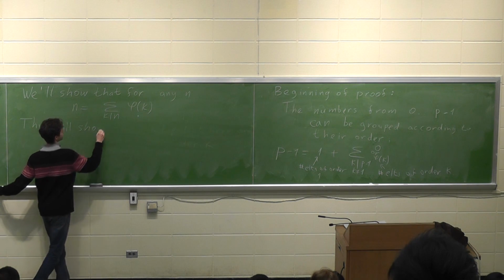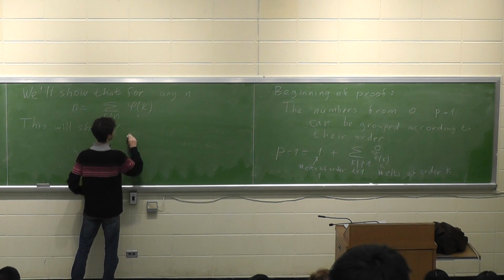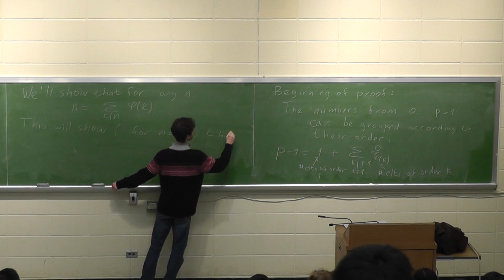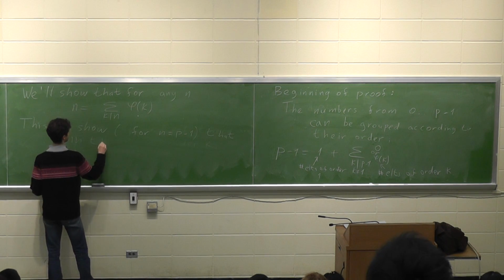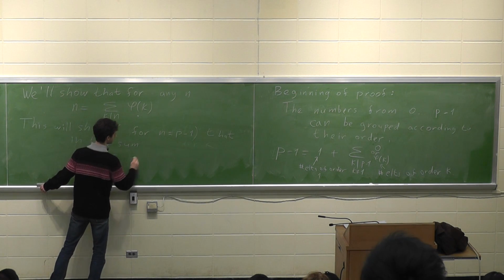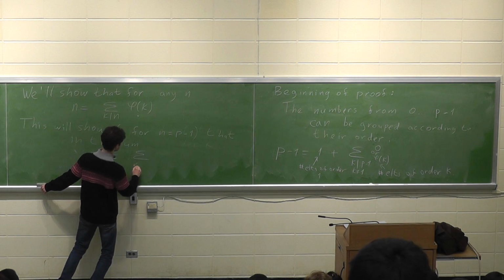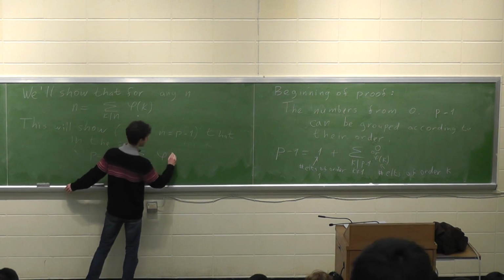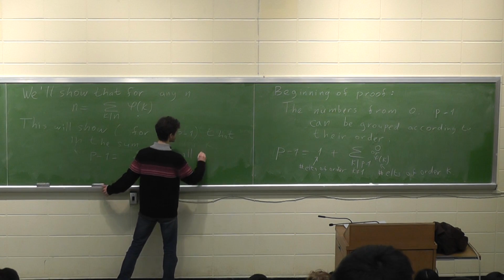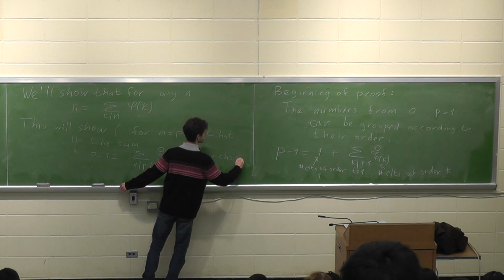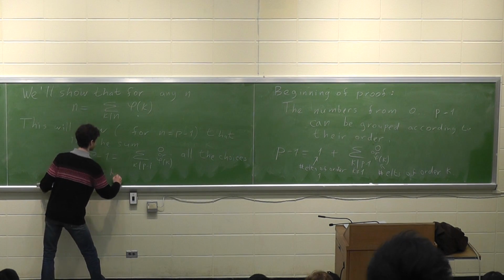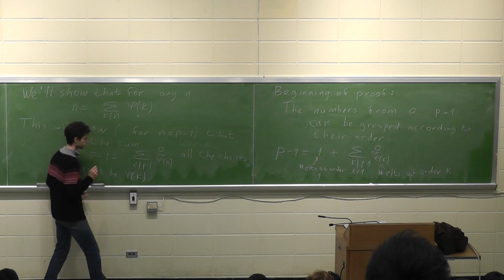So, for the choice of n equal to p minus 1, we have in the sum p minus 1 equal to the sum over k which divides p minus 1 of 0 or φ(k). All the choices must be φ(k) rather than 0.